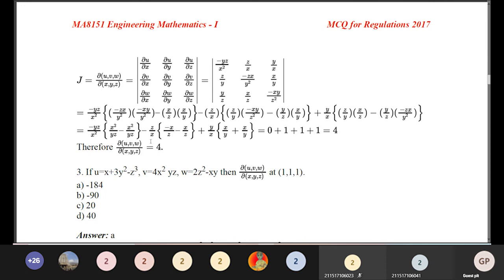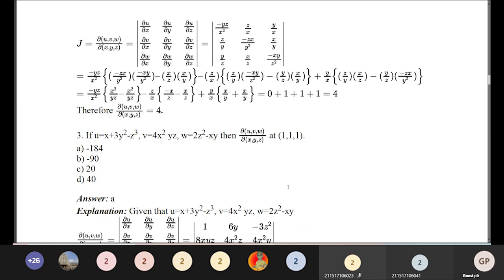At the given point means you have to replace the variables x, y, z by the constants given in the problem. For example, in the next problem you are given 1, 1, 1. Actually, if you are preparing for GATE, almost all the topics you already discussed. We are revising, that's all.